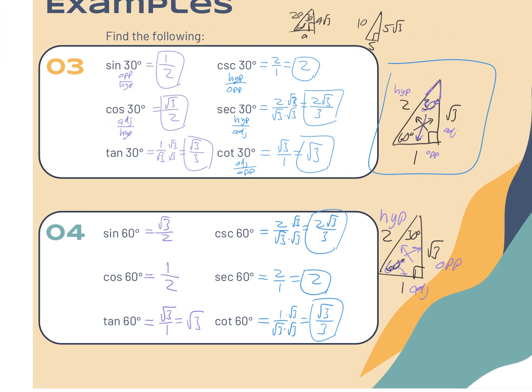Notice what happens going from one to the other. Notice that everything's basically flipped, right? So what was the value for sine became the value for cosine, right? And then what was the value for cosine became the value for sine. All right.